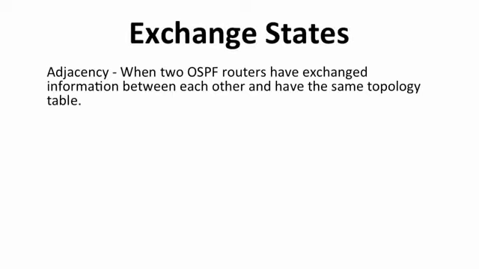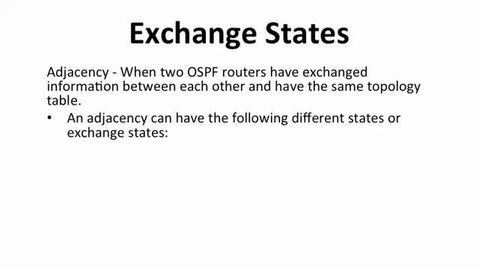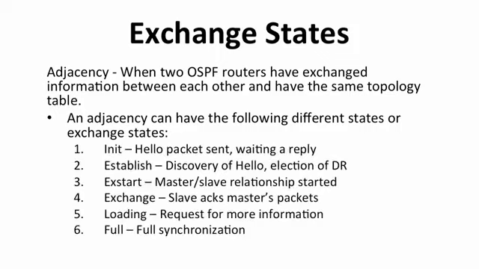So in order for two OSPF routers to communicate, they need to go through this process of exchange states. So you need to understand a basic concept of what these are. Here's the following states. There's the init state, where a hello packet has been sent by a router, and it's waiting for a reply. Then the establishment state, where there's the discovery of that hello, and then the election of a DR in multi-access networks. The xstart stage, where a master-slave relationship is started between two routers.